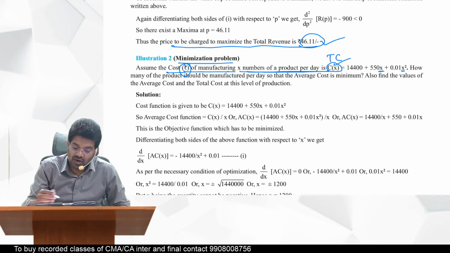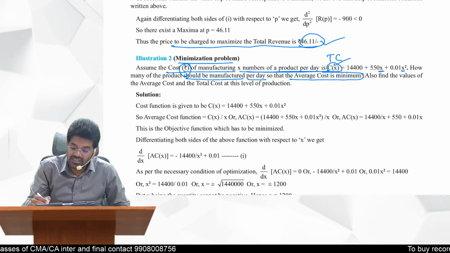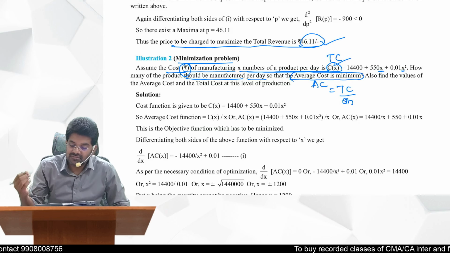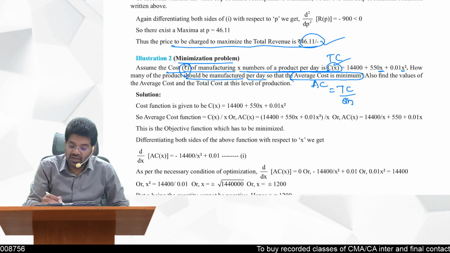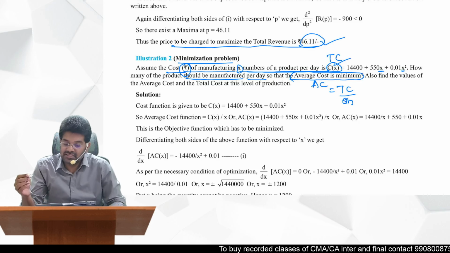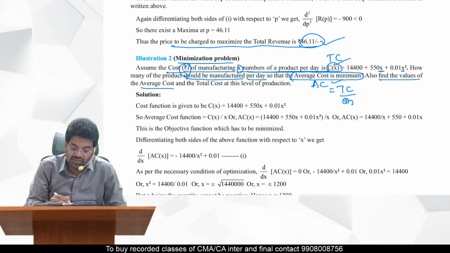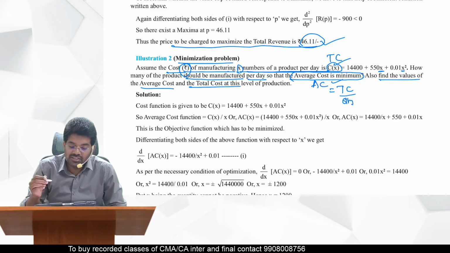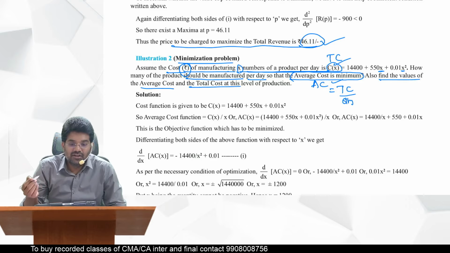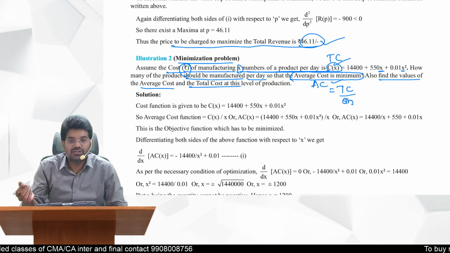This is a function. How many of the products should be manufactured per day so that the average cost is minimum? AC, average cost. How do you get average cost? Total cost divided by the quantity, which they have taken as X here. Yes. So everything is ready. So what is the objective here? Average cost is minimum. Also find the values of average cost and the total cost. Average cost you should find out, and then total cost also at that level we should find out.